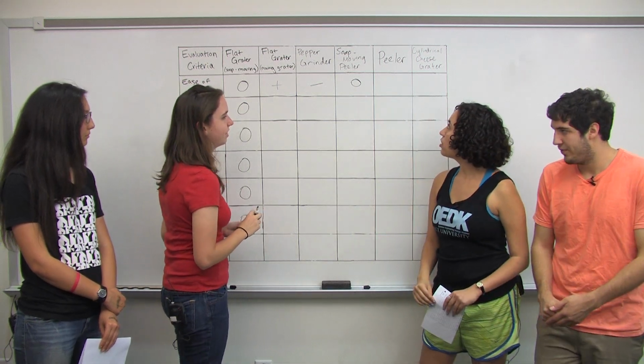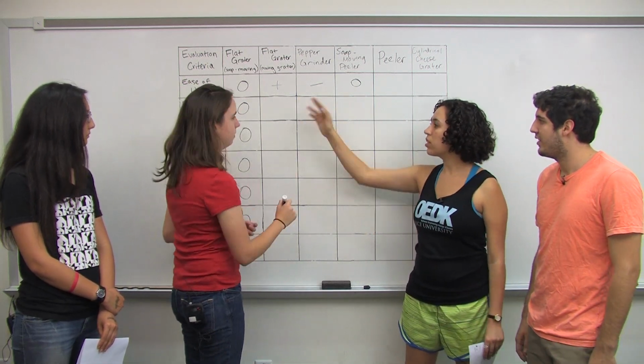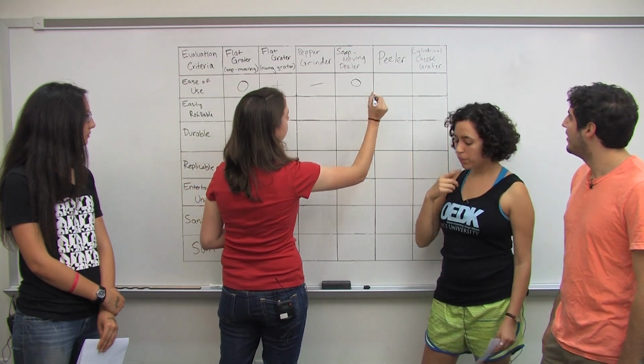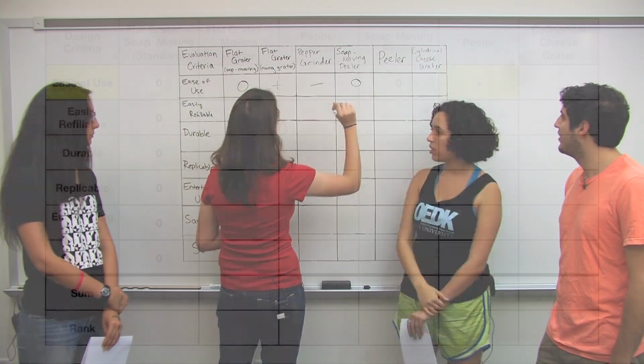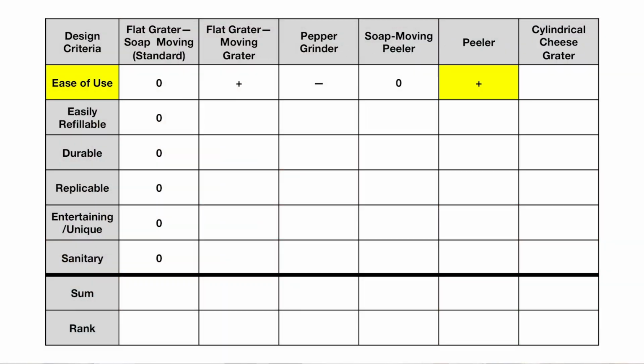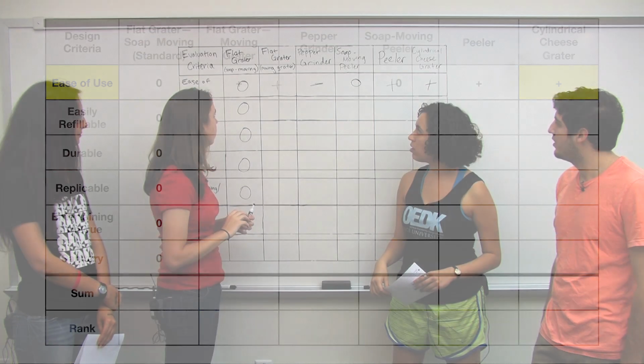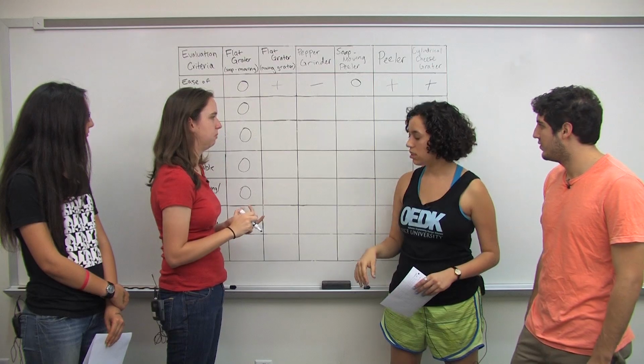Yeah. So I think the peeler personally would be easier. Okay. And then the cylindrical cheese grater I think would be easier to use since it would just be a crank. Easily refillable, I guess. I think it would be about the same.